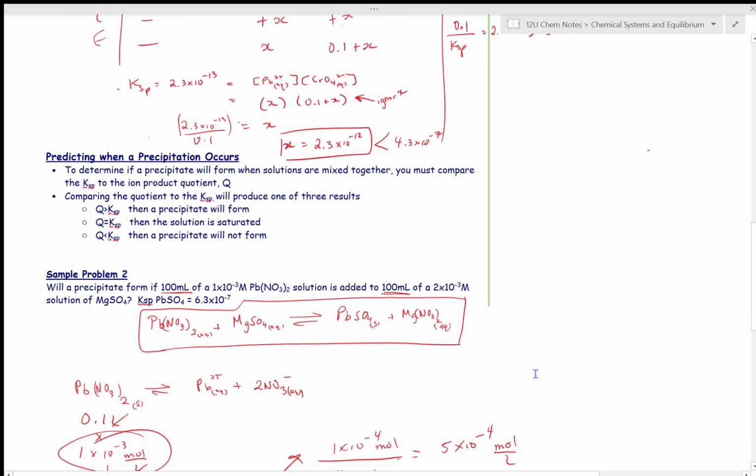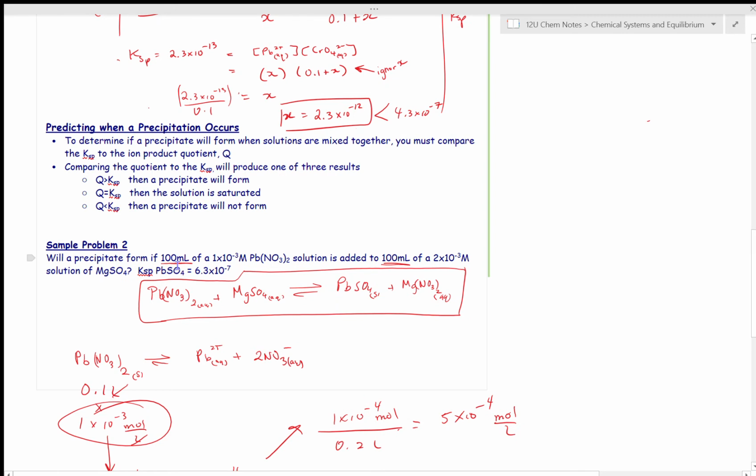So here's a sample problem. It says here, will a precipitate form if 100 mL of a 1 times 10 to the minus 3 molar lead nitrate solution is added to 100 mL of a 2 times 10 to the minus 3 molar solution of magnesium sulfate? And it gives us the KSP of lead sulfate.